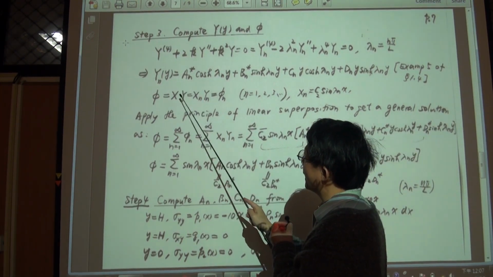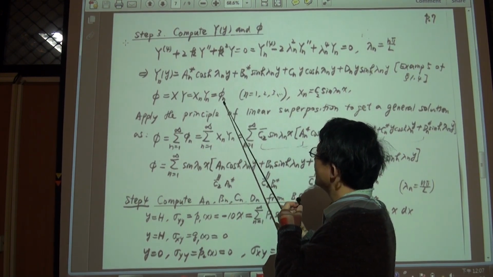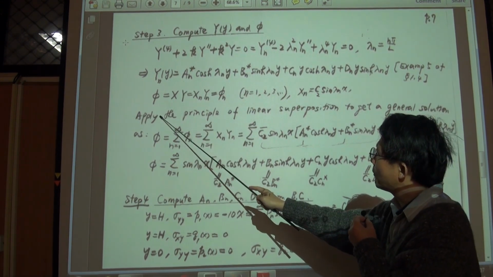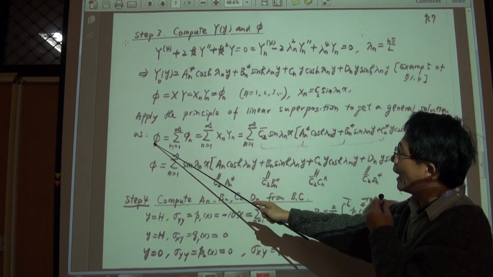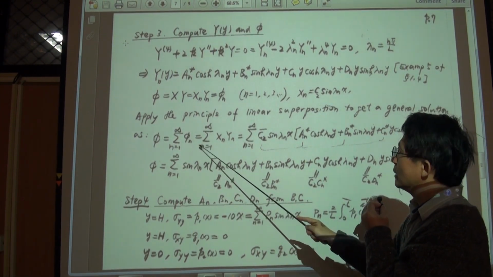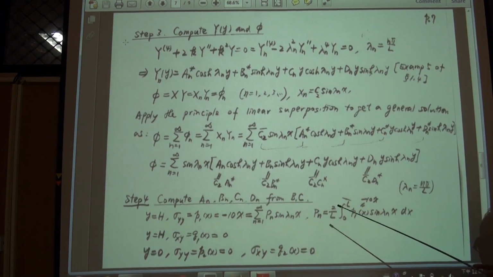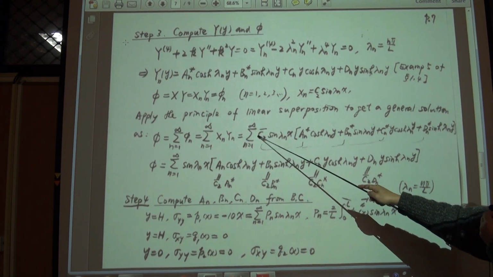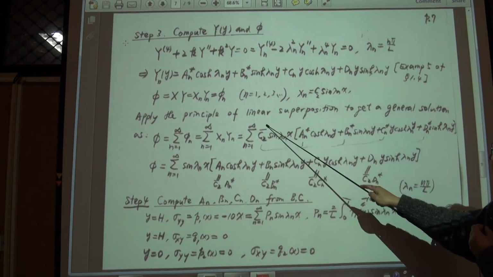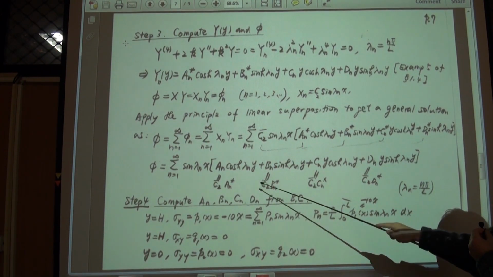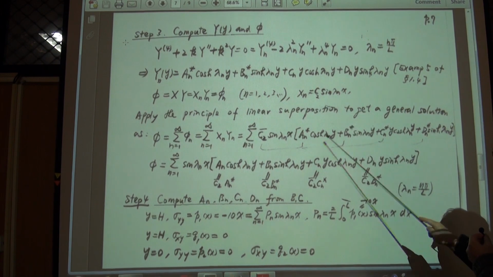Phi equals X and Y, but X equals Xn, Y equals Yn. So we define a new function phi n. And now apply the principle of linear superposition. We get a general solution. Phi equals the summation of phi n, equals this, and then this one equals this one equals this. Now, if we put C2 bar inside the bracket, we can combine this constant with this one to get An, and we can combine this constant with Bn star to get Bn.